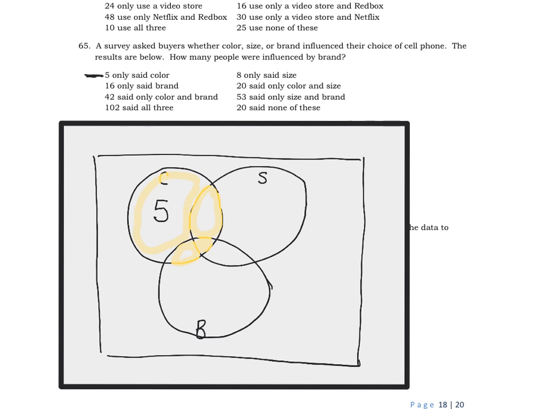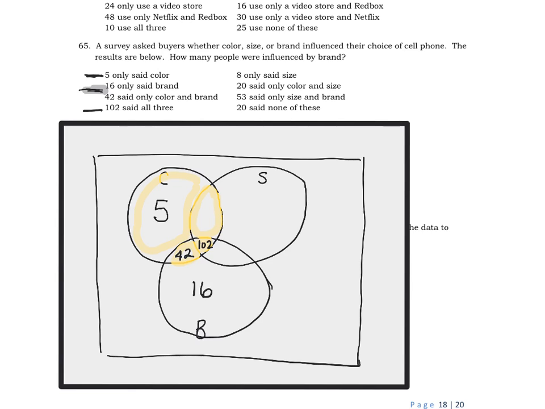So 16 said brand, only said brand. So same idea, 16 only said brand, so it's just this region right here. Okay, 42 said only color and brand. So that means they said color and brand, but they did not say size, okay? 102 said all three, so the 102 would go in this region right here.